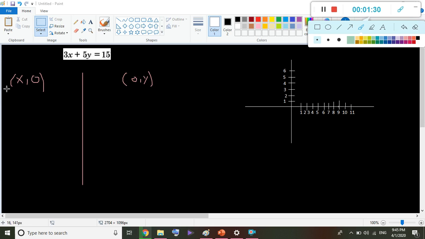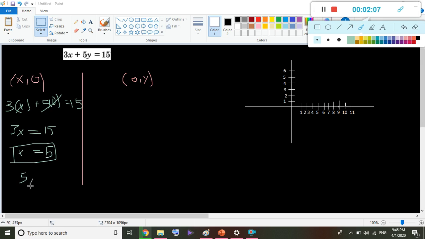Okay, so let's now start finding the x-intercept by substituting 0 for y, so it's going to be 3x plus 5 times 0 equals 15. 5 times 0 is 0, so it's going to be 3x equals 15. So x equals 15 divided by 3, which is equal to 5. So the x-intercept here is (5, 0). Now we got the first point here.